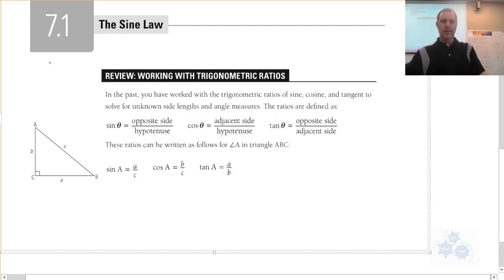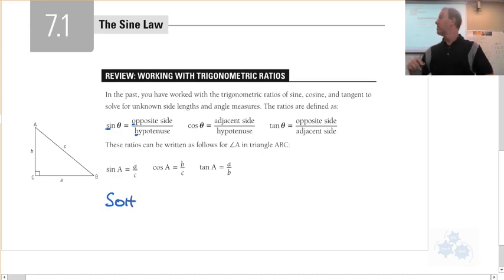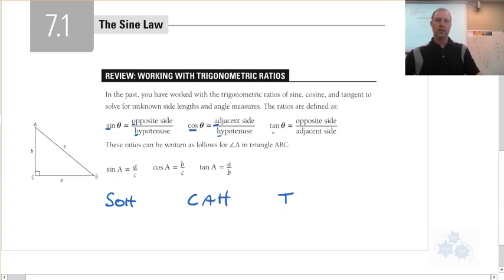Thank you. So the sine law. We're going to start with reviewing what the trig ratios are. You remember SOHCAHTOA? Look at this. S for sine, O for opposite side, H for hypotenuse. That's the SOH part, right? And then the cosine is C, adjacent over hypotenuse, A over H. And then TOA, tangent is O over A.